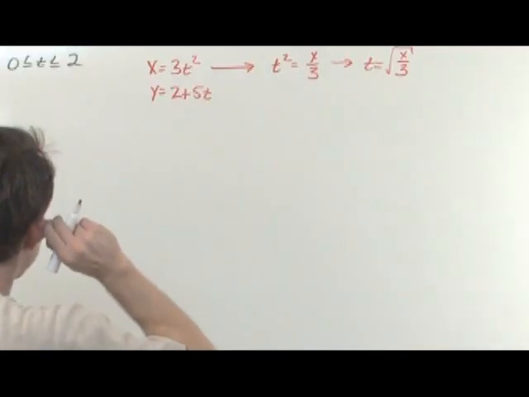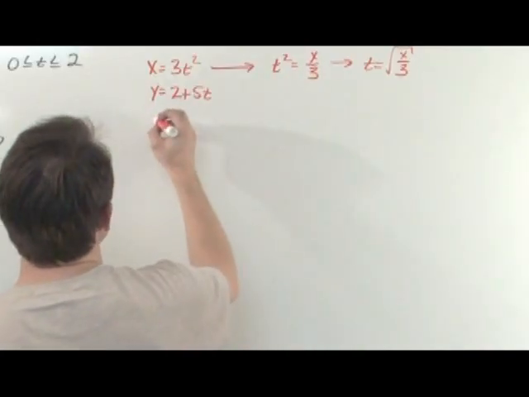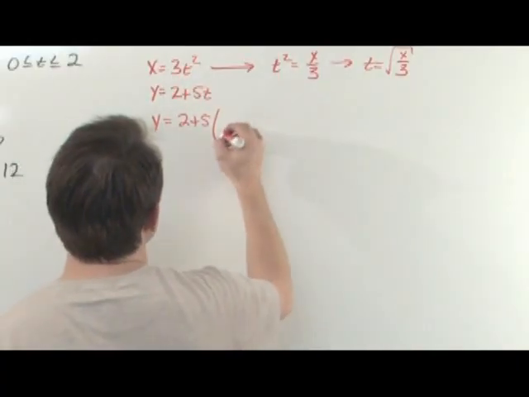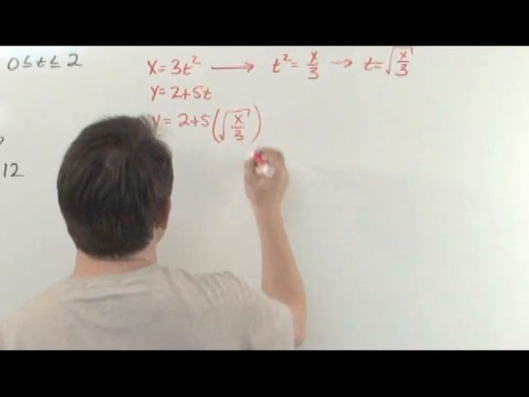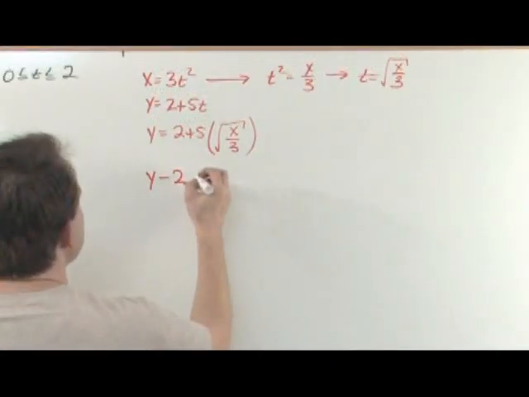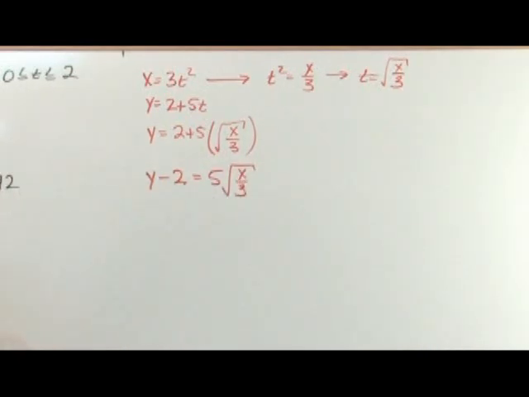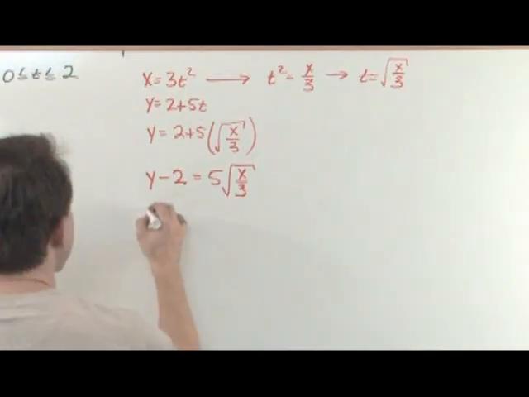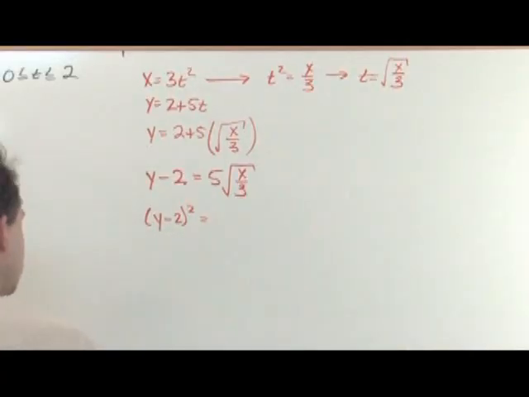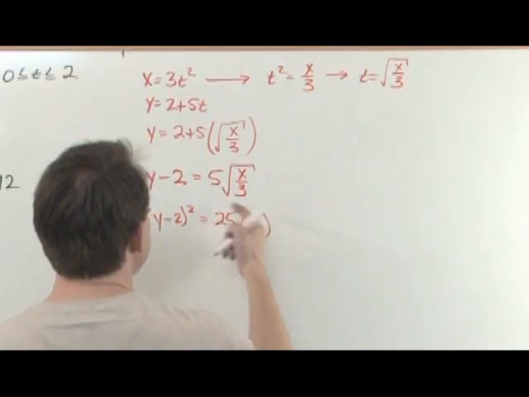t is equal to square root of x over 3. So I can take that and plug it in over here, which is going to be y is equal to 2 plus 5 times t, which is square root of x over 3. All right, so I'm just going to do a little bit more simplification. I'm going to take this 2 over to the left, and that's going to be 5 times the square root of x over 3. And just to get rid of the radical, I don't have to, but I'm going to go ahead and square both sides. So it's going to be y minus 2 squared is equal to 5 times 5 is 25 times x over 3, because I just squared the right-hand side.